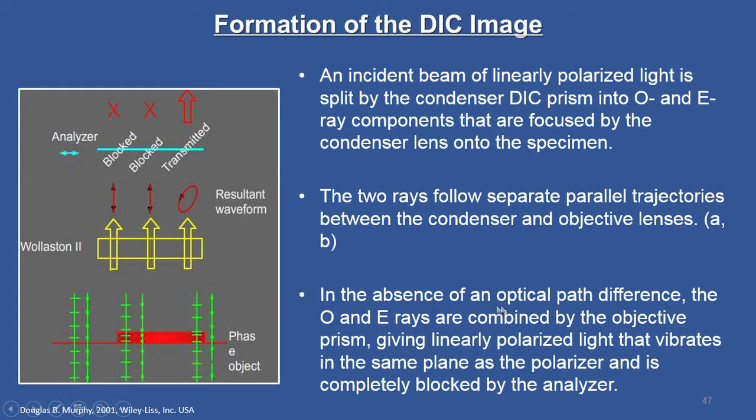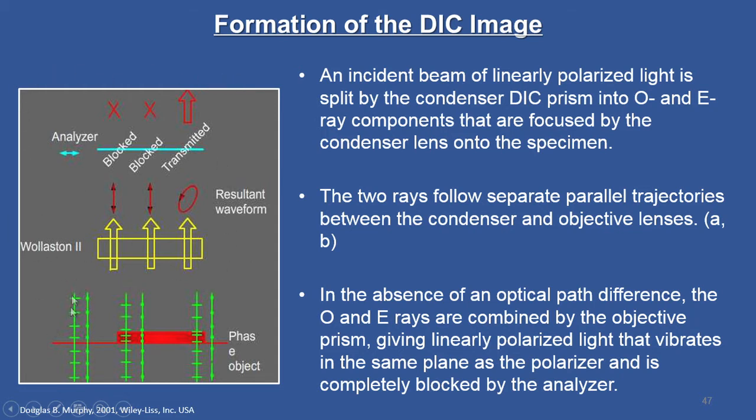In the absence of an optical path difference, the ordinary and extraordinary rays are combined by the objective prism, giving linearly polarized light that vibrates in the same plane as the polarizer, and it is completely blocked by the analyzer. So, look at this schematic.